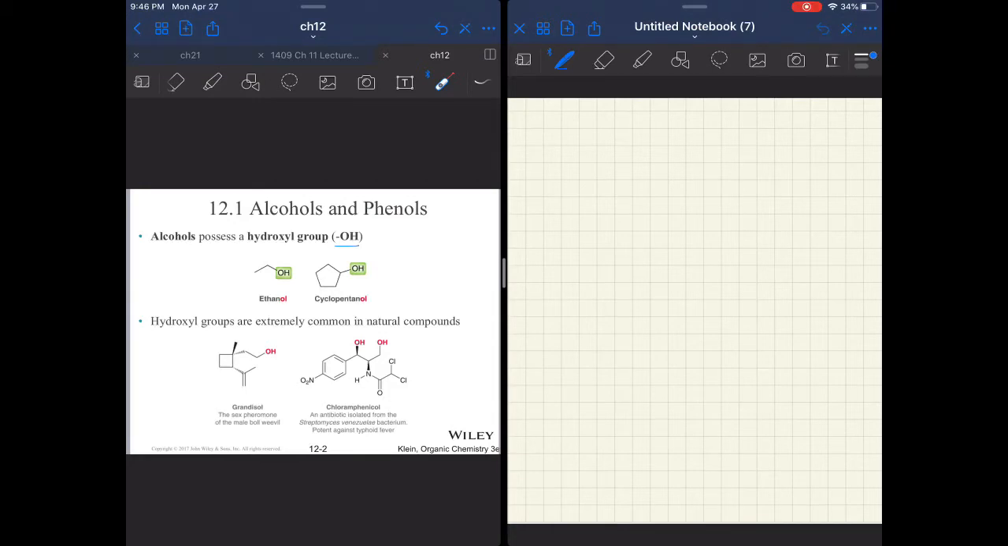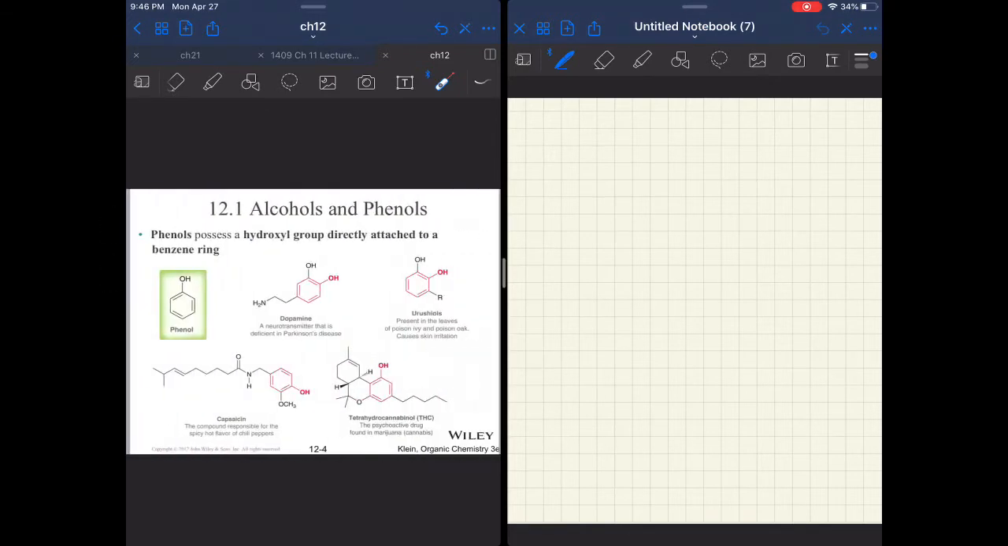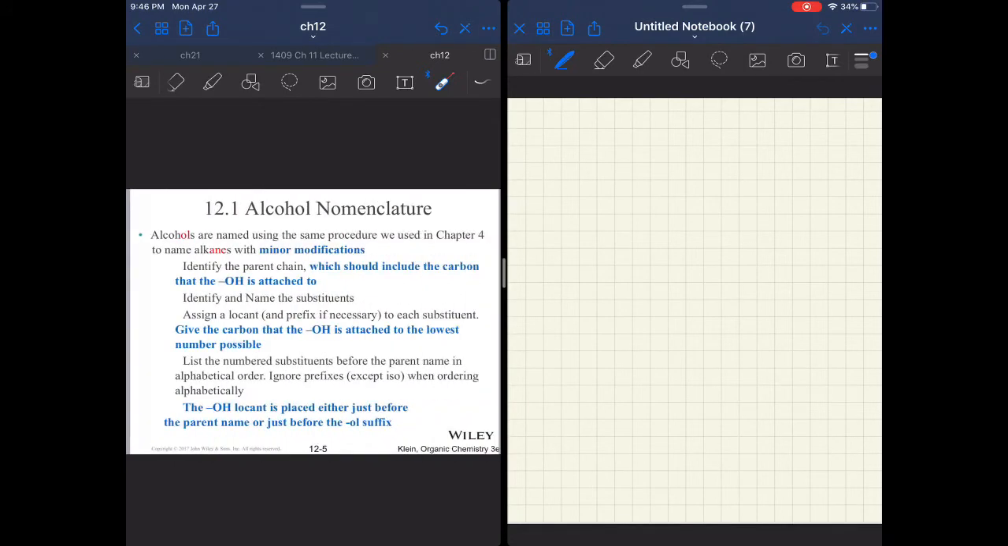You'll even see it in some of the larger and more common names like grandisol and chloramphenicol. It's a very common functional group. It's found all over the place, hence the random examples like the sex pheromone of the male boll weevil. Right? You see it in lots of natural compounds, lots of pharmaceutical compounds. Alcohol is a common functional group, hence we have a whole chapter on it.